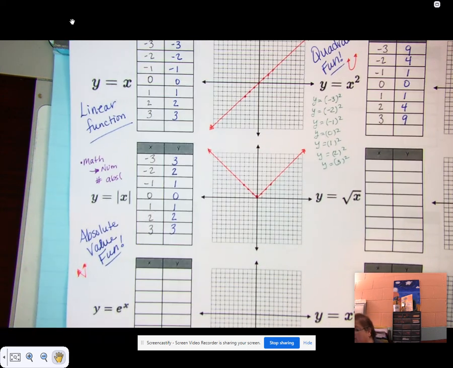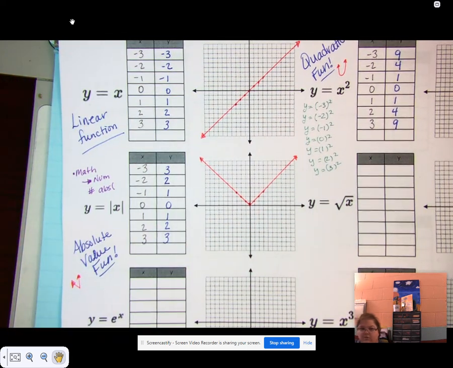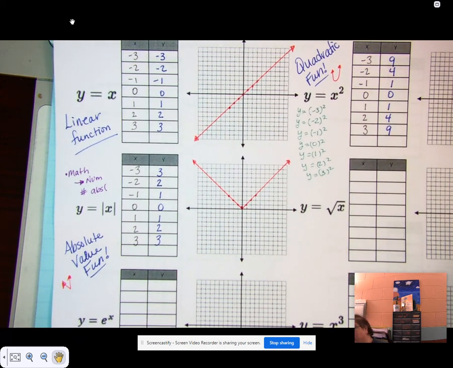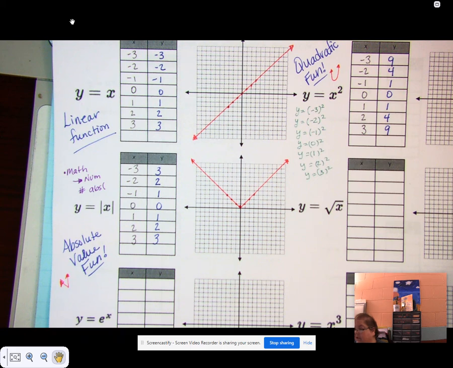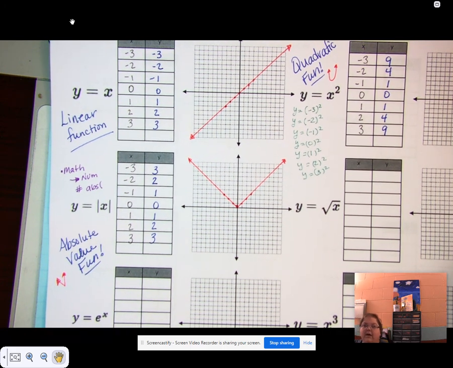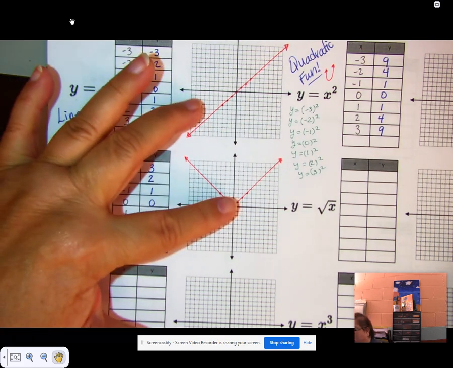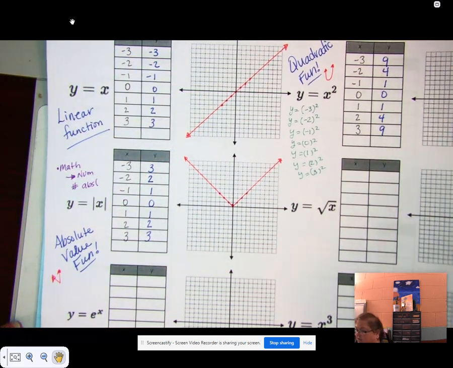So the idea here is to learn these parent functions, to know what they look like, so that we can know what these different functions are called, okay, based on their shape. I would expect you to know what these graphs are, based on their shape, okay?